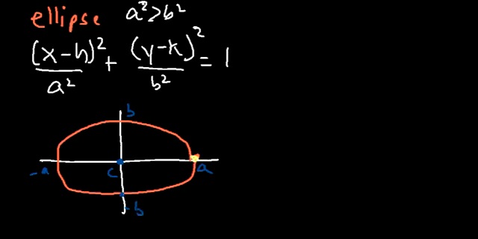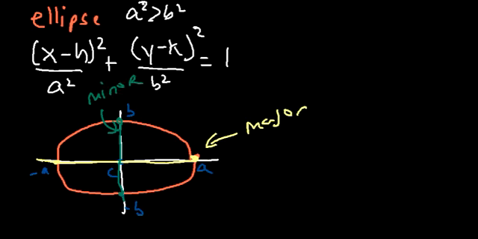Just remember, these are the endpoints of the major axis. So those are the vertices, and these are the endpoints of the minor axis. And your foci is along the major axis, which is somewhere over here.